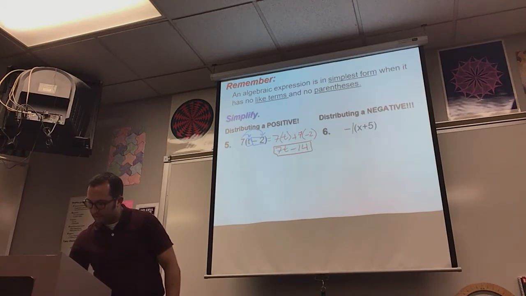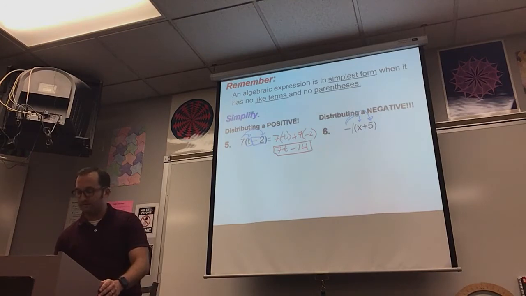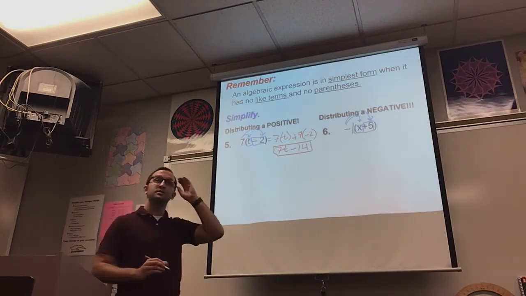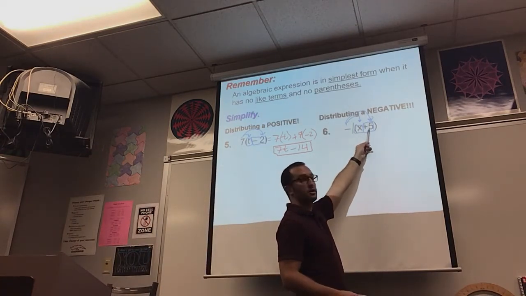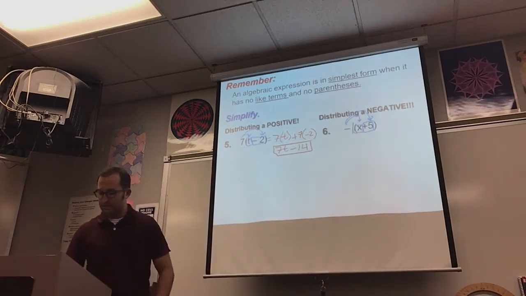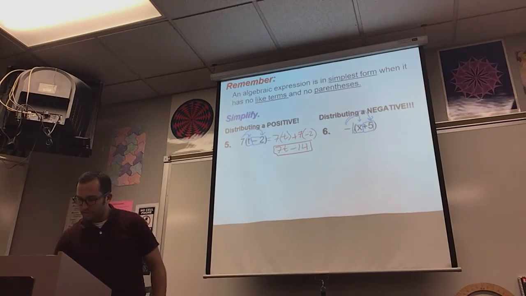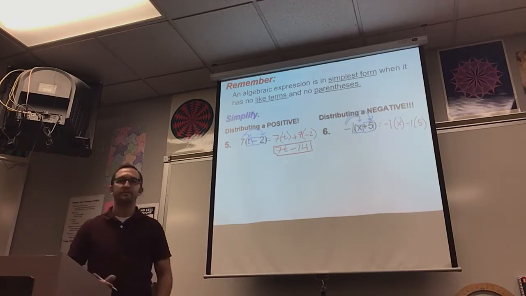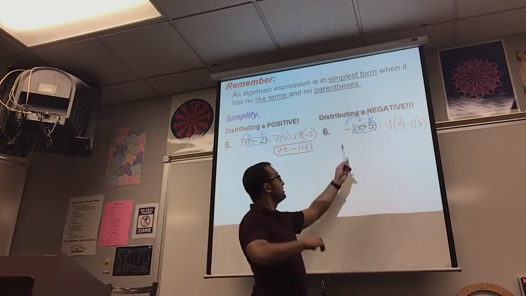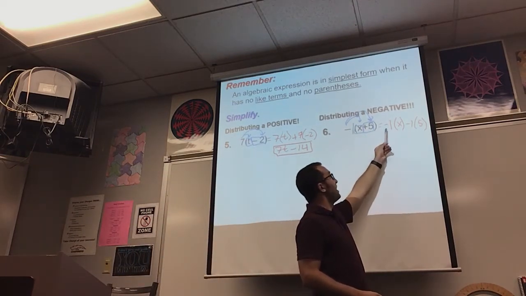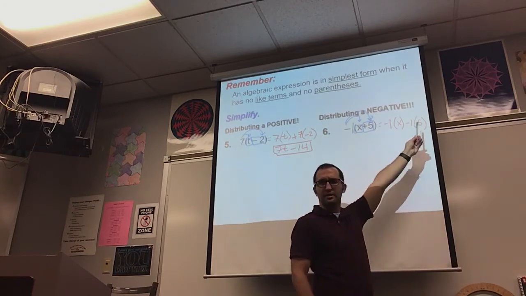So I'm going to distribute this negative 1. And I'm going to distribute that negative not to the x and to the 5, but to the x and the positive 5. You're not distributing it to the numbers, you're distributing it to the terms. So we want to write it down exactly what it says. So this equals negative 1 parentheses x, negative 1 parentheses 5. Because it's negative 1 times x and negative 1 times 5. Do you see how it says that?